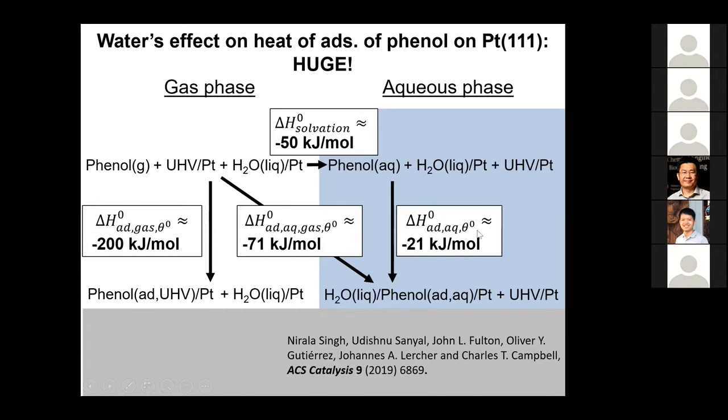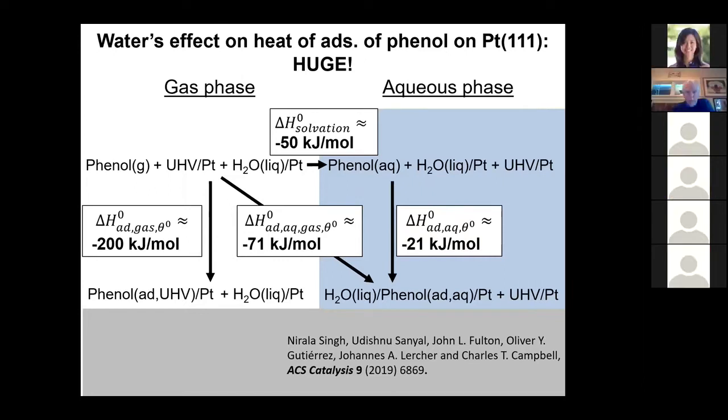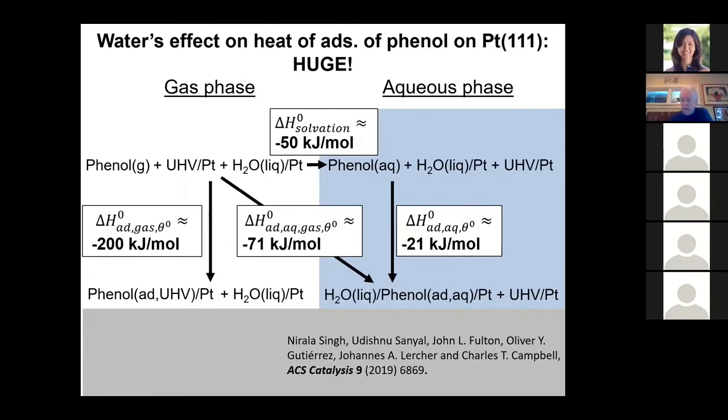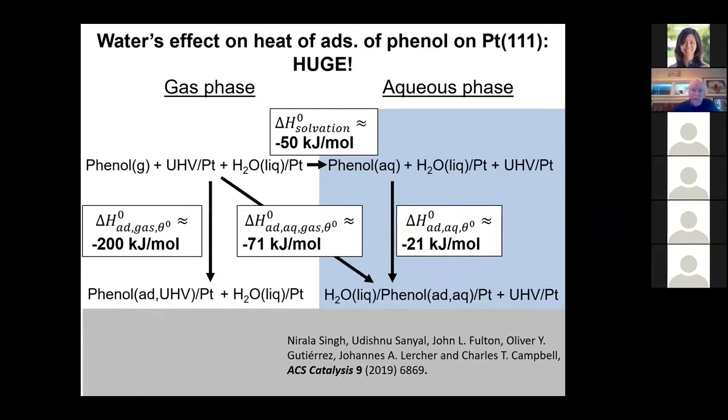And how can this be? Why is there such a huge difference between the heat of adsorption of phenol in the gas phase and the heat of adsorption of phenol in the aqueous phase? Is it possible that it is the same kind of structure and nature of binding of the phenol to the surface when there's water around? And I thought not to be the same structure, but it sure enough, I think, is similarly the same structure.